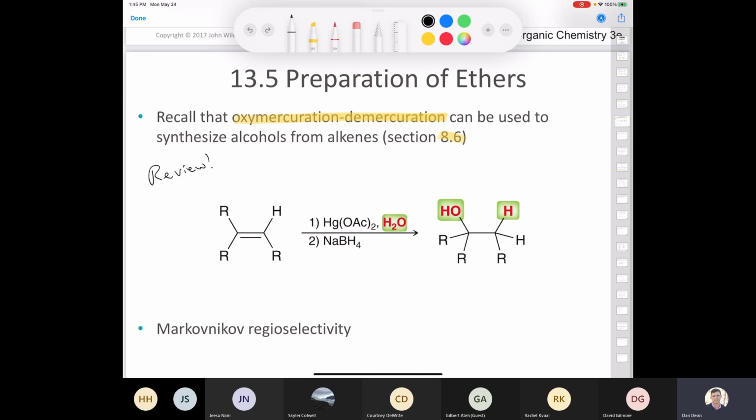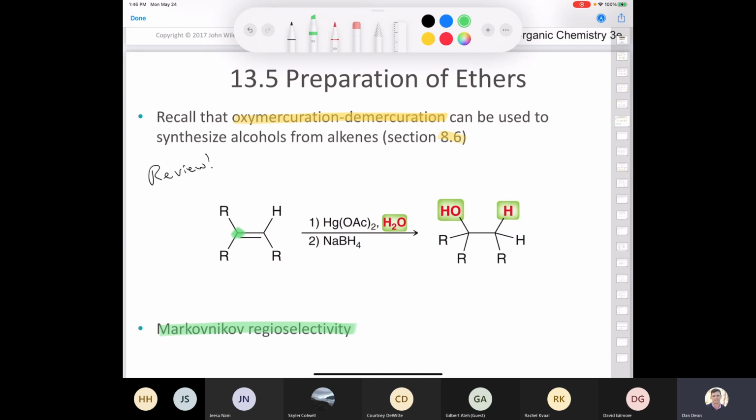I told you that I would never ask you direct questions about it, but I said it was a good idea to have some kind of knowledge of this mechanism. So what you really need to know is this reaction occurs with Markovnikov regioselectivity. So you end up making what's called a mercurinium ion, and then water comes in and it attacks at the most hindered carbon, or the most substituted carbon of the double bond.